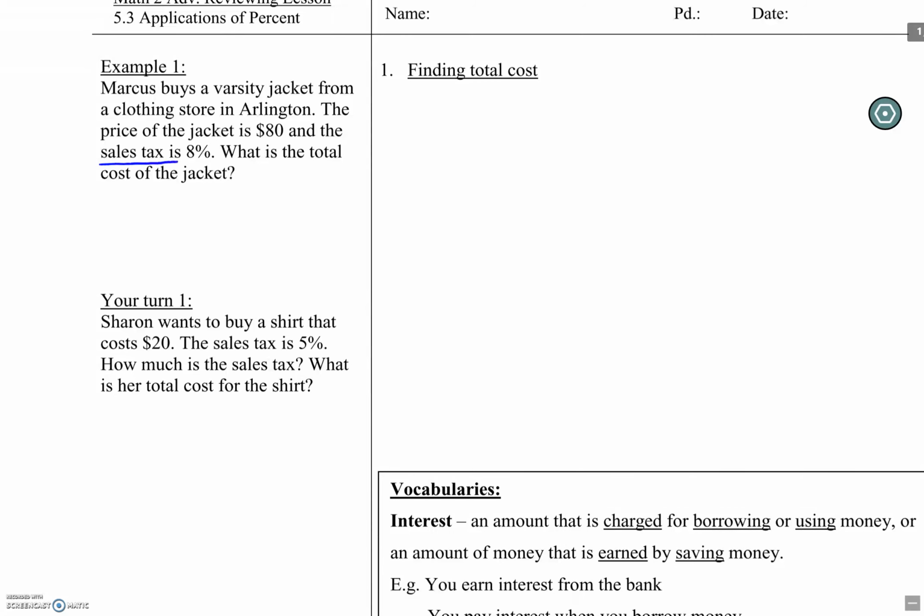Keep in mind that sales tax is an example of a markup because you're paying more. So we can set up two expressions here. We'll say that the jacket is represented by the variable J, and we can do the amount of the jacket plus 8% of the jacket because the sales tax is 8%. Or we could say 1.08 J. Either one of those will give us the correct answer.